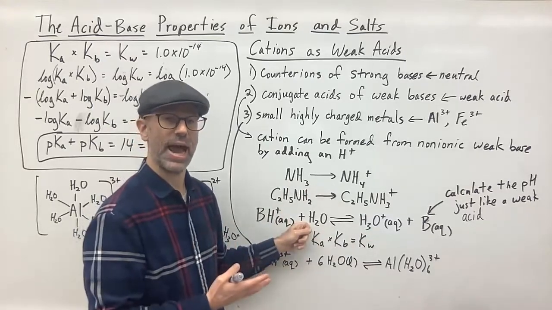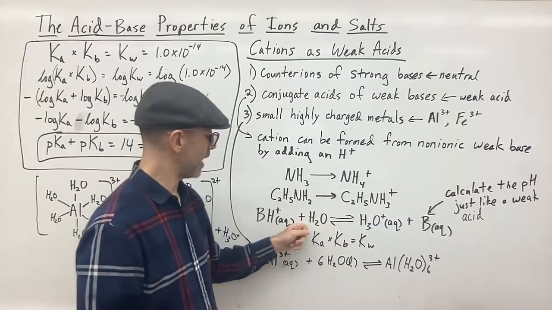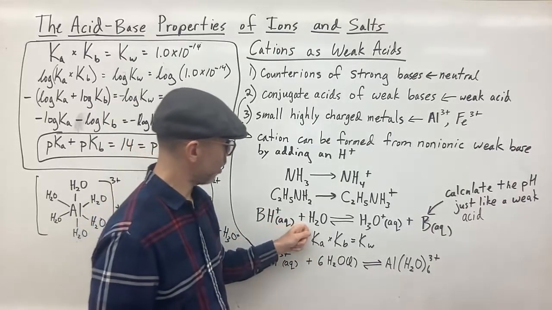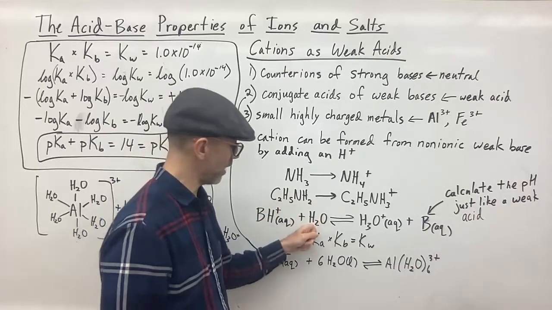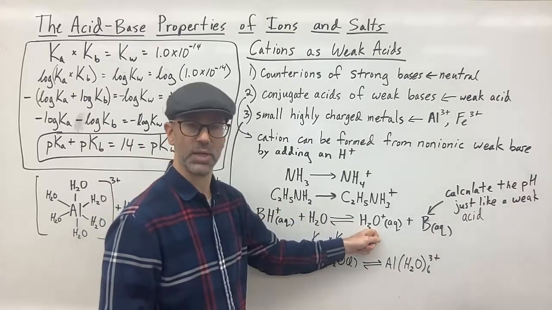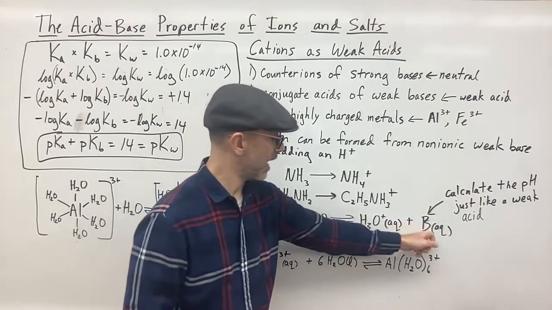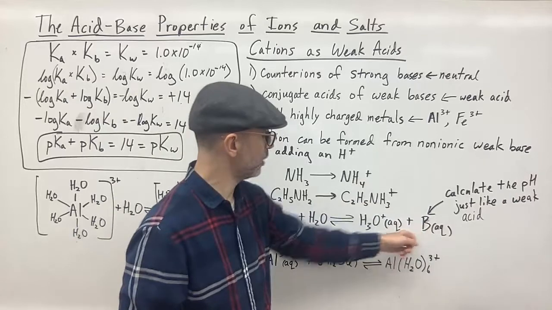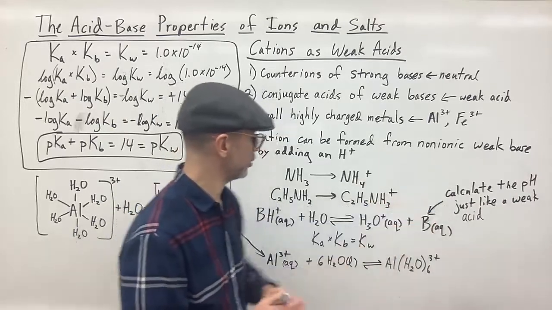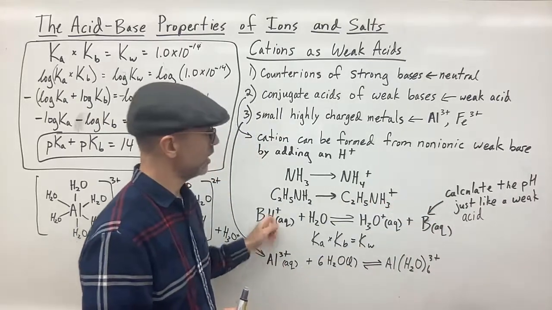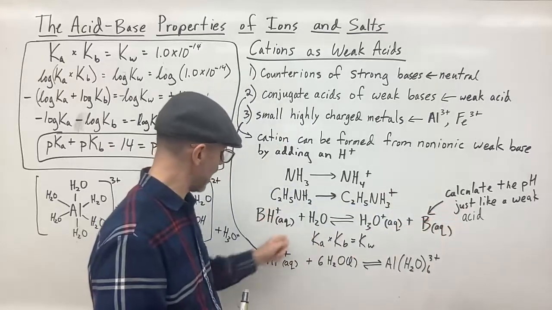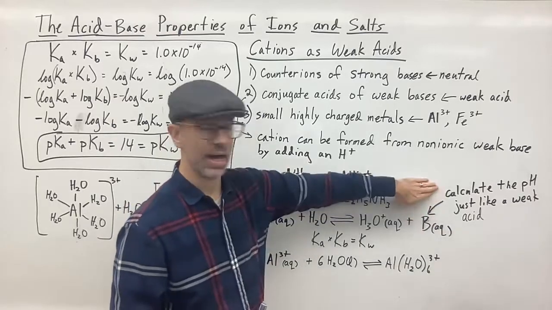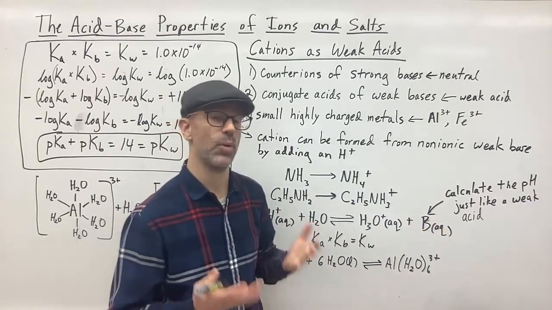So these are now going to act as a Bronsted-Lowry acid. So here I have my BH plus aqueous plus water. The H plus is going to come off, transfer to the water, and give me my hydronium ion, and then I have the base left over. So what I can do is calculate the pH of this weak acid, just like of this conjugate acid of the weak base, just like I would calculate the pH of a weak acid.